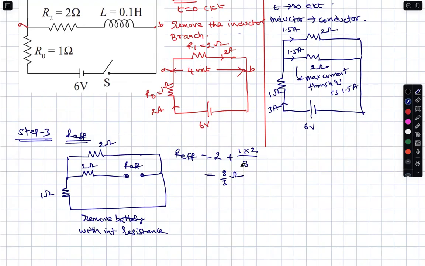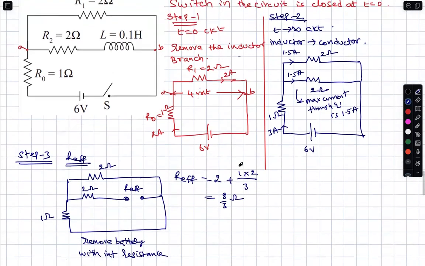Sir, what is that you are doing? You have drawn 3 circuits. Hold on. Now I will conclude.